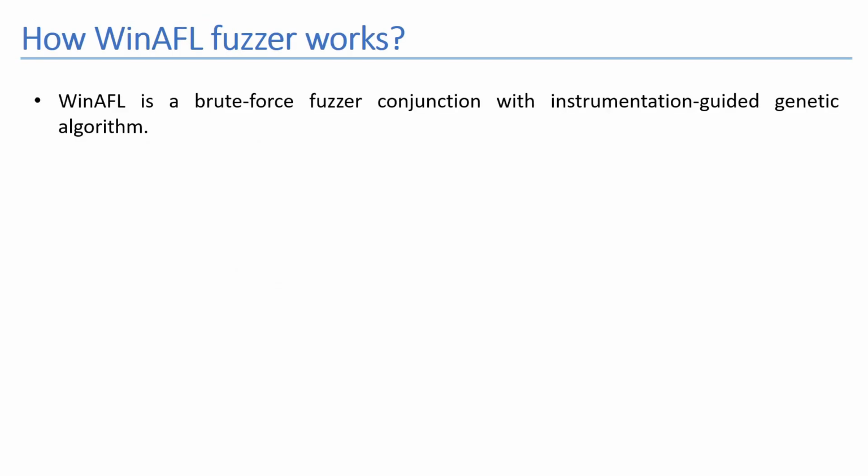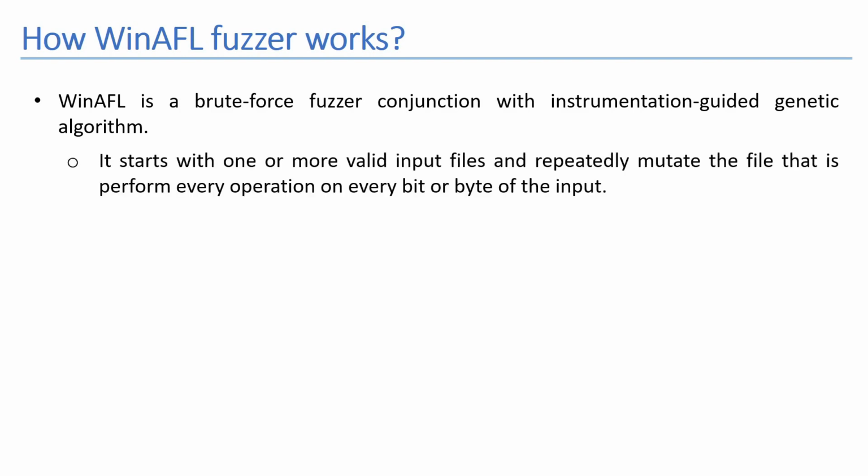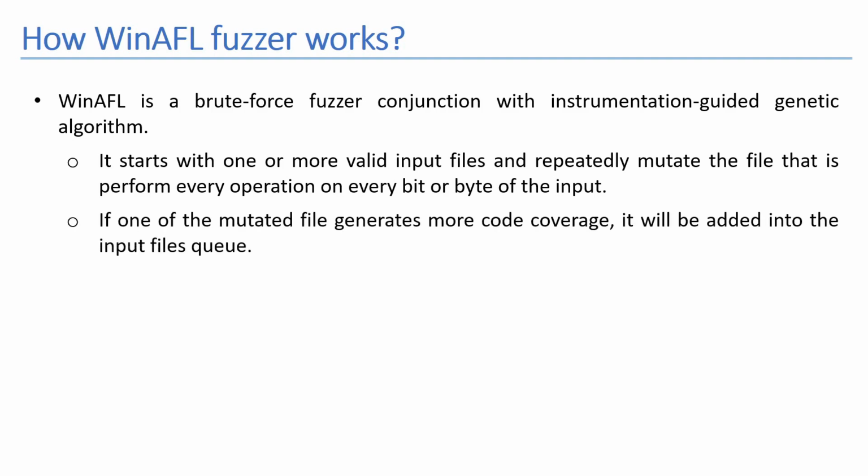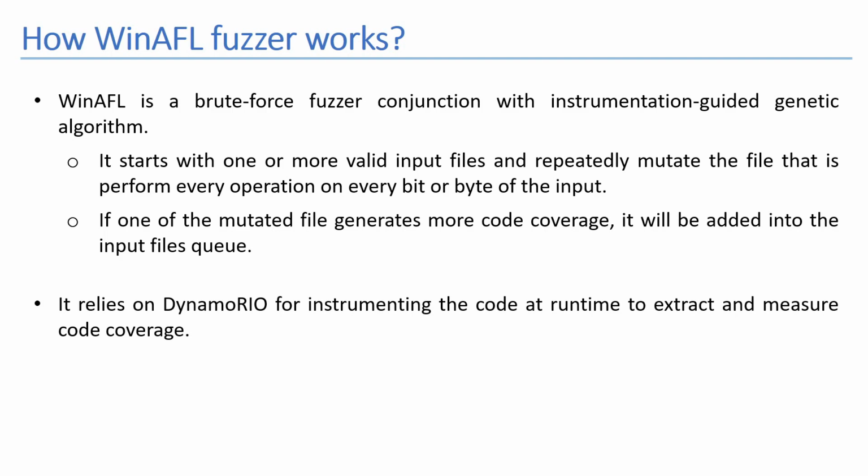Let's look at how the WinAFL fuzzer works. WinAFL is an instrumentation-guided fuzzing tool. That is, it takes one or more valid files as input and continues fuzzing by performing bit or byte flips in the input file. We will discuss more about bit or byte flips at a later stage. In case one of the modified files generates large code coverage, it will be added to the input files list. It uses a tool called DynamoRio to modify the code at runtime.